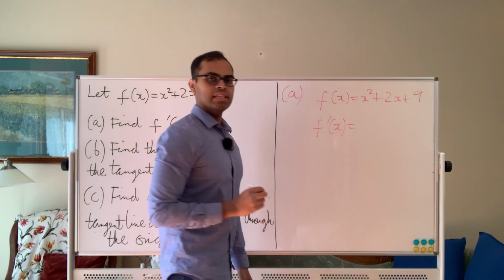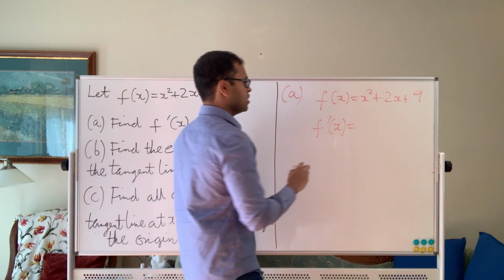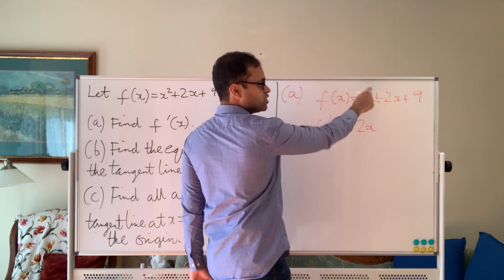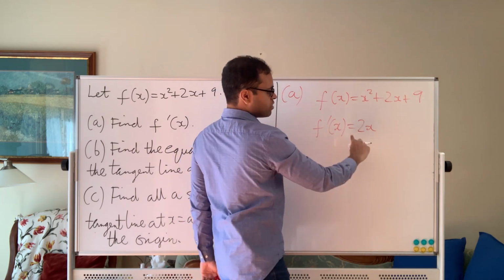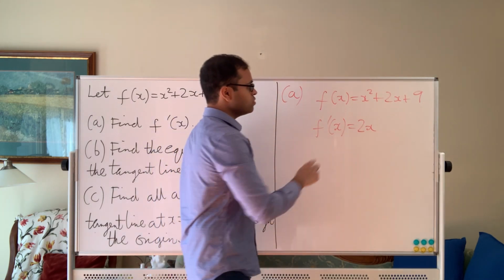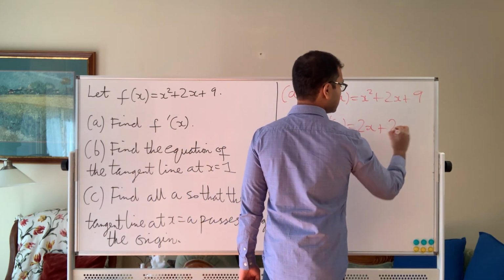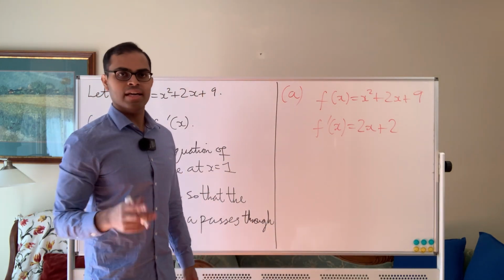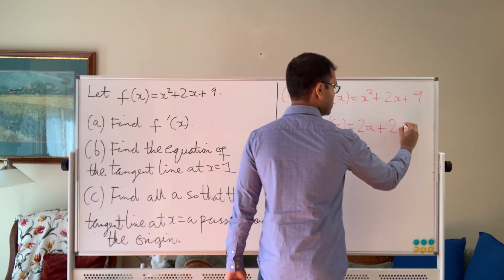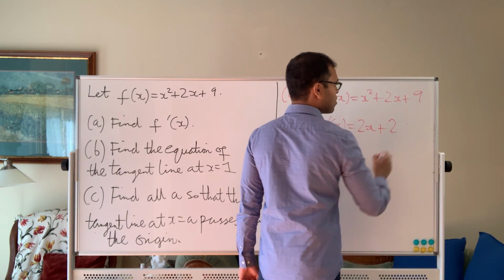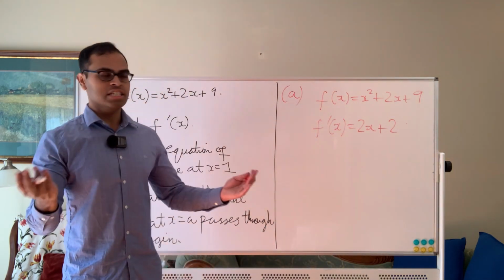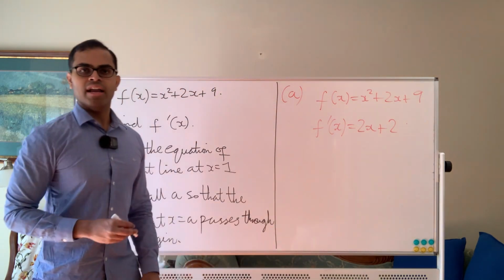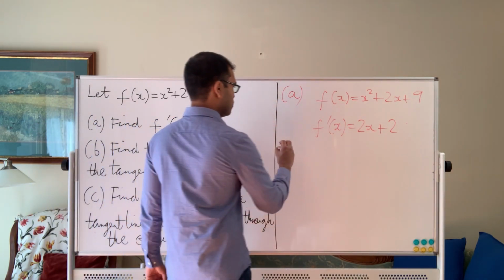First, the derivative of x squared is 2x. The exponent comes out front and reduces by 1, so the 2 comes out front and we get x to the power 1. Then for 2x, the derivative of x is x to the power 1, so 1 comes out front, which does nothing when multiplying, and the exponent becomes 0. x to the power 0 is 1. The derivative of a constant is always 0 because it doesn't change. So we've got 2x plus 2, and that's f prime of x. That is part A. It's just 2x plus 2.